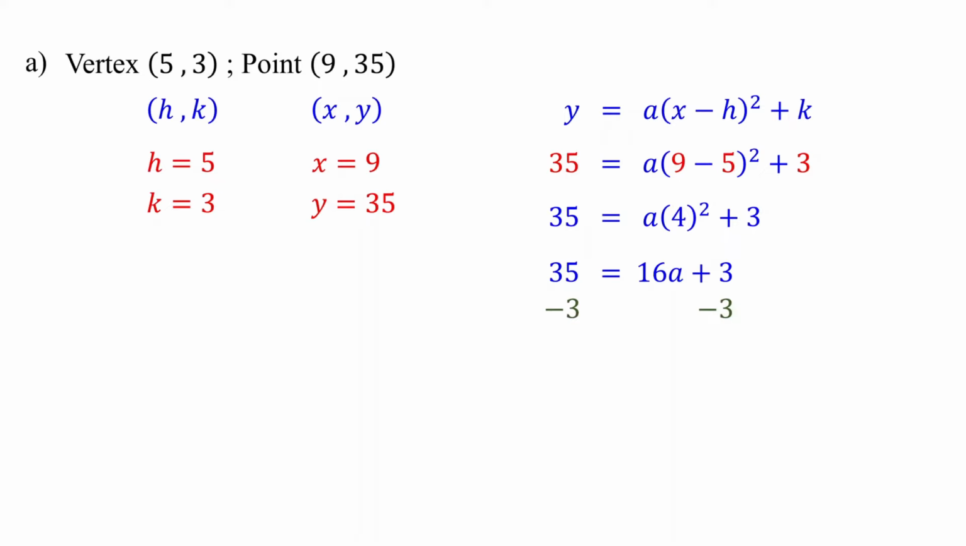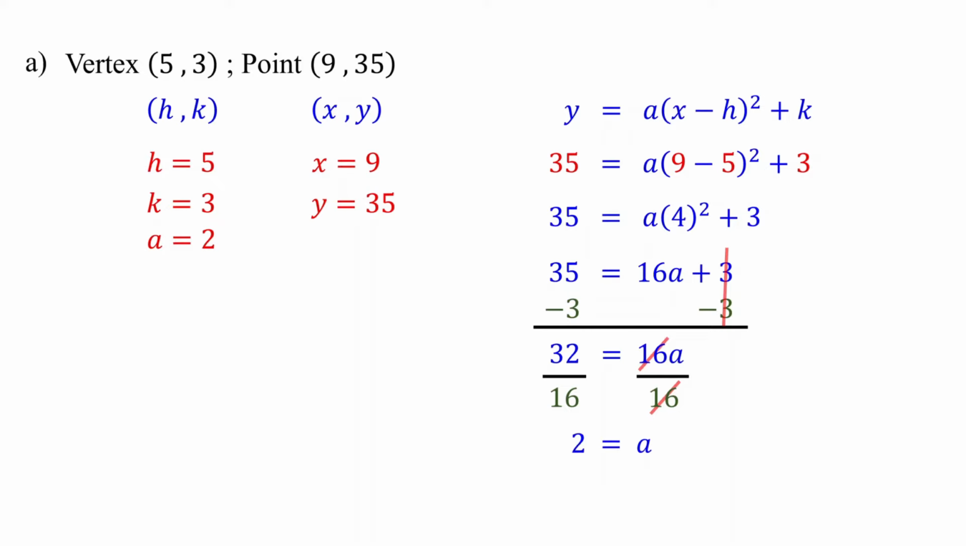Then, subtract 3 from both sides of the equation. On the right side, these cancel out, leaving us with 16a. On the left side, 35 minus 3 is 32. If we divide both sides by 16, we find that a equals 2, right?